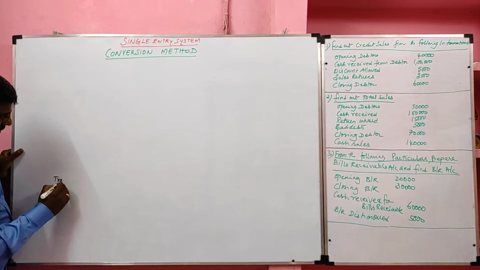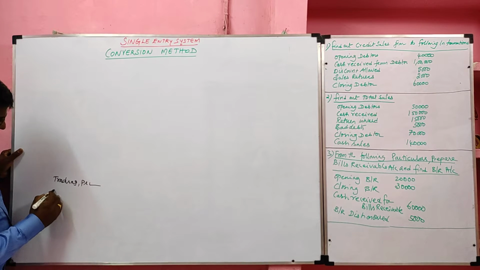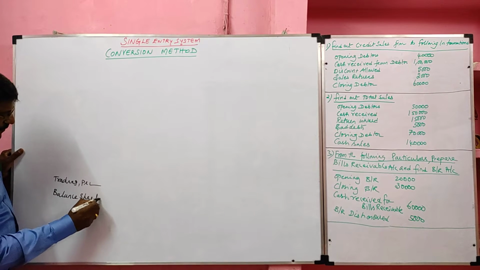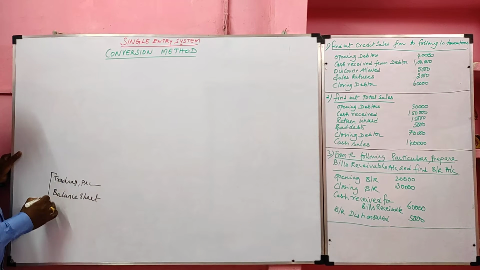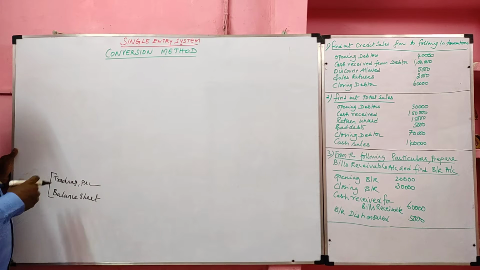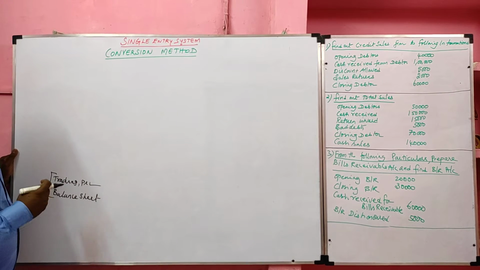In the conversion method, they will ask us to prepare the trading and profit and loss account and balance sheet. But if you want to prepare the trading profit and loss account, we need some information. But in this problem, they may not give some information.